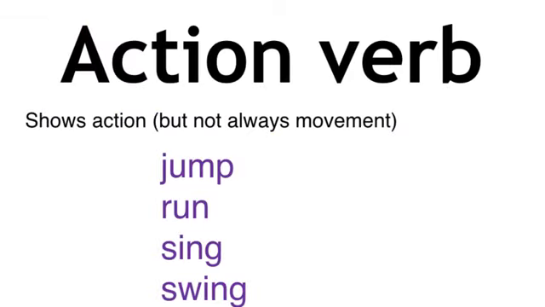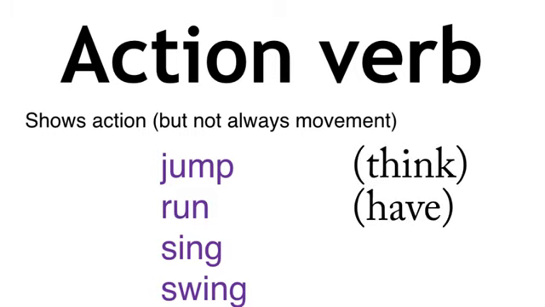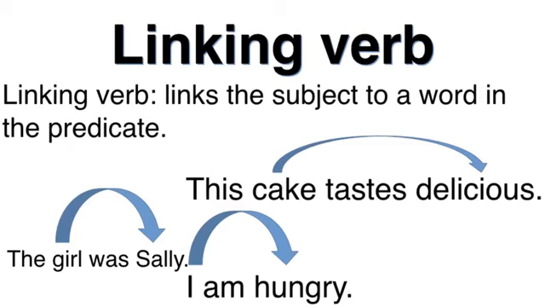Now, usually an action verb is easy to spot. It usually shows action or movement, like running and jumping and singing and dancing. But it doesn't always show movement, like think or have something, praying in your mind. These words are action verbs, but they do not show movement. But there are tons of action verbs. I cannot give you a list to memorize them. There are a bunch.